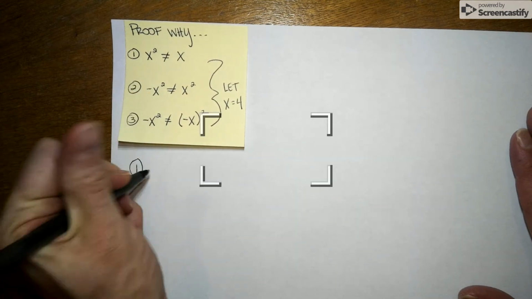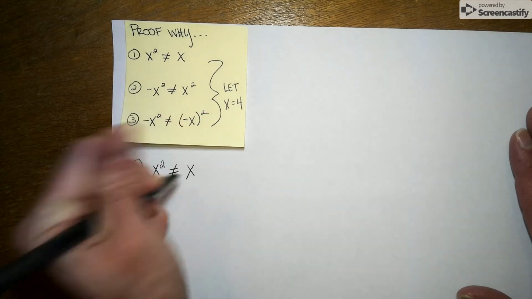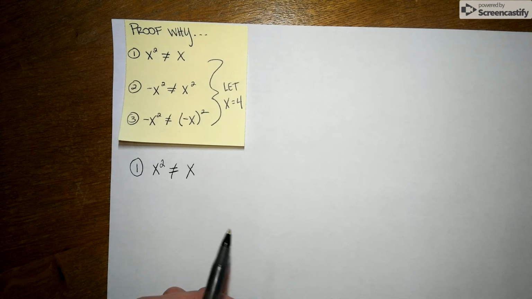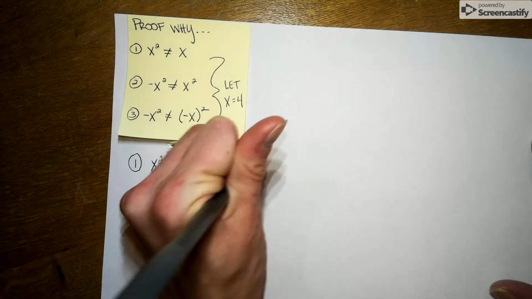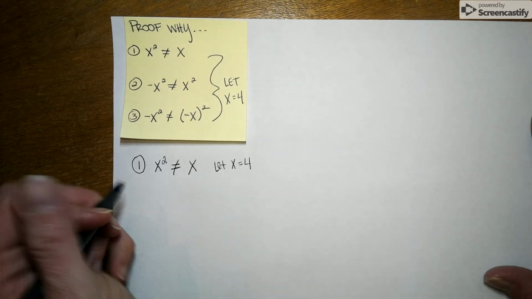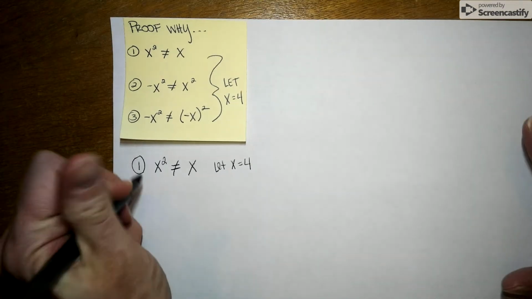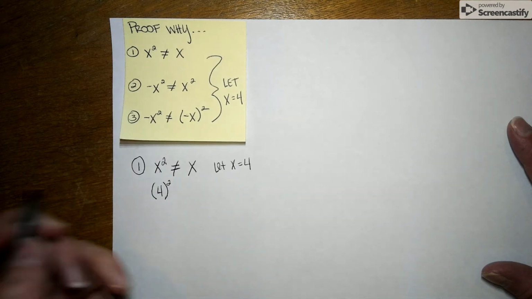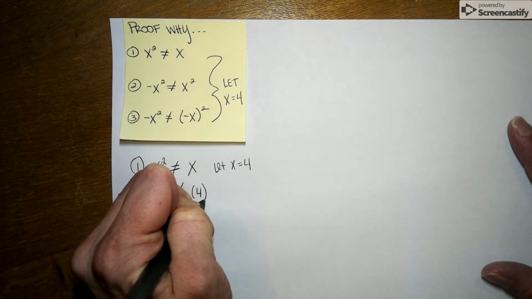So I'm going to go ahead and start with the first one. I'm going to prove why x squared is not equal to x. And in every situation, I'm always going to let x equal the value of 4. So off to the side, I'm going to say let x equal 4. In this first problem, I see that x is being squared. So anytime I'm going to take a number and substitute it or replace a variable with it, I'm always going to use parentheses. So for this x, I'm going to put 4 in parentheses and then square it. And then remember, this is not equal to 4.